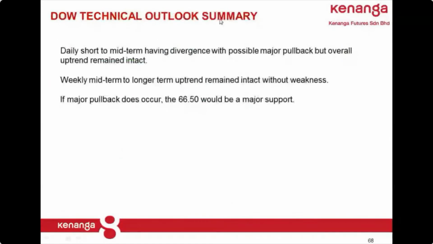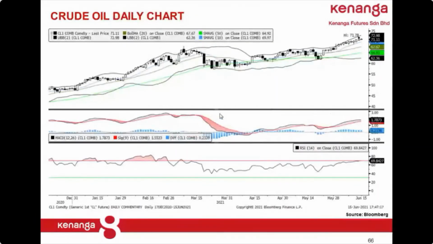Okay, so as a summary, the daily short to mid-term chart has divergence with a possible major pullback, but overall it is still an uptrend. The uptrend remains intact. And for the weekly, mid-term to longer-term chart, the uptrend remains intact without any weaknesses spotted. If a pullback occurs, the 66.5 level would be a major support. Somewhere near here, in the 60s, I would say, is a major support.